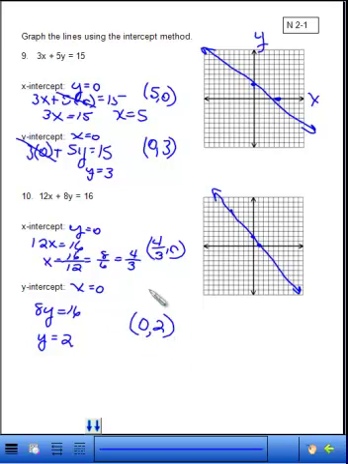And when you do this, list these as a point. I don't want you to list just the number, I want you to list it as a point.